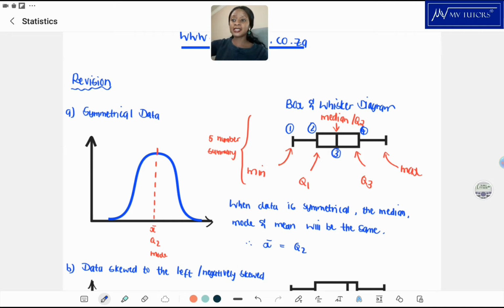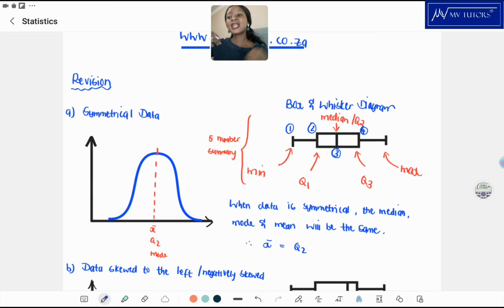So you can represent your data in terms of a graph, or you can use a box and whisker diagram. Okay, and as I've said, when the data is symmetrical, the median, the mode, and the mean will be the same. But most textbooks would refer to the median being the same as the mean. They compare the mean and the median. They don't talk so much about the mode.